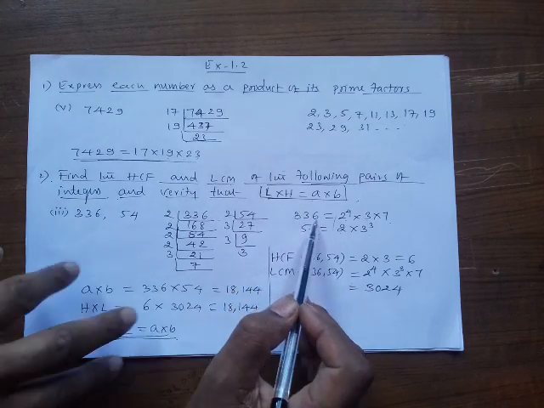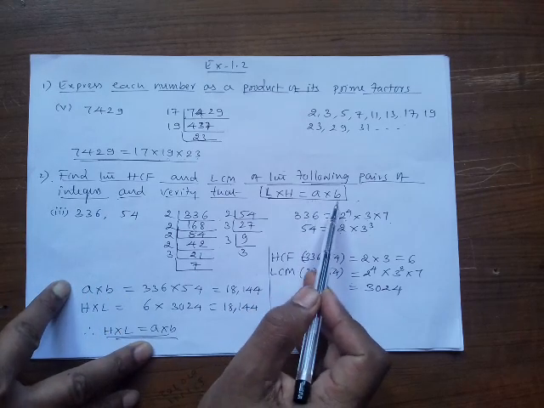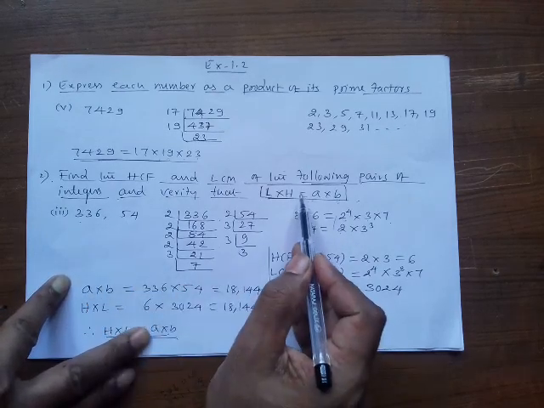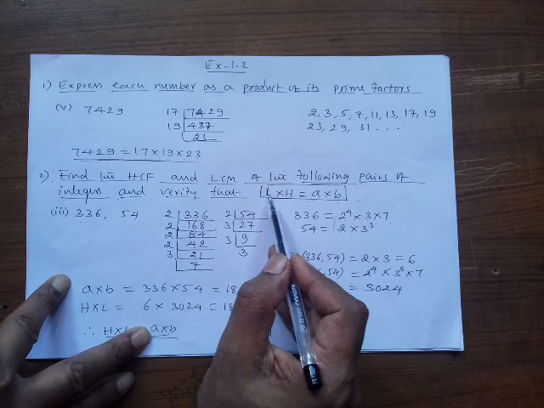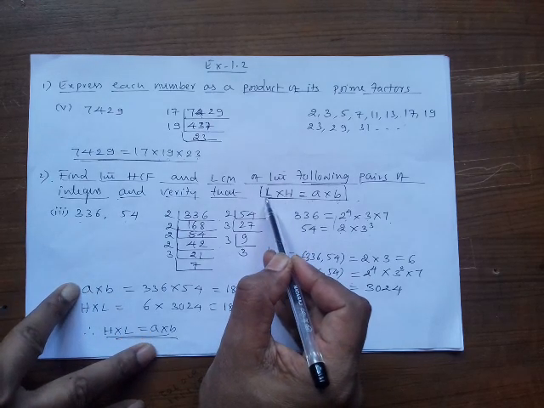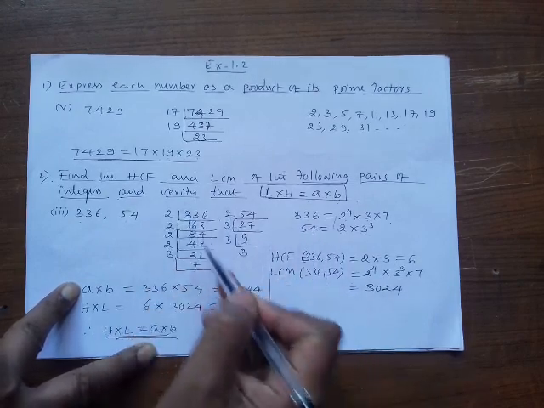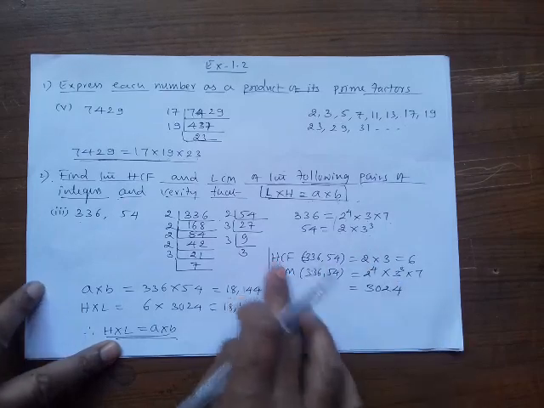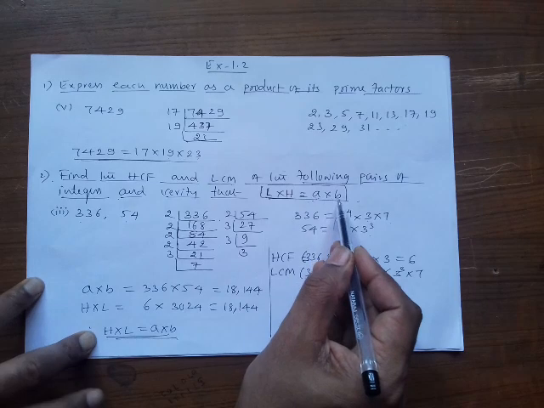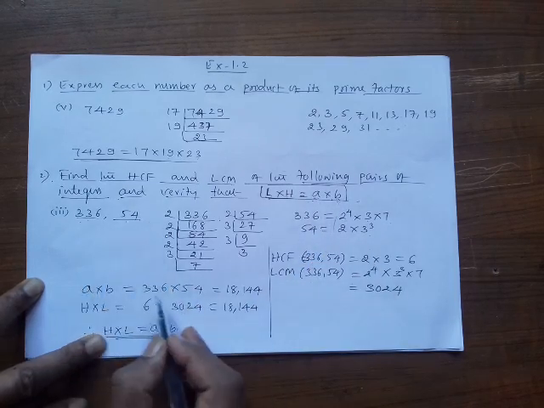What is that? A and B are the numbers, 336 and 54, and their product is equal to the product of their HCF and LCM. See, first you have to do the prime factorization. We did all these things, finding HCF and LCM. So let us find out A into B. That is the product of the numbers, 336 and 54.